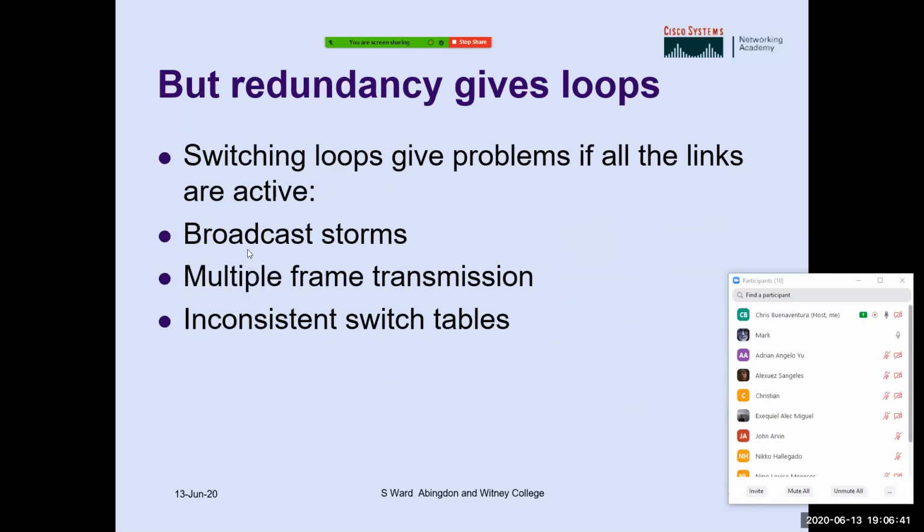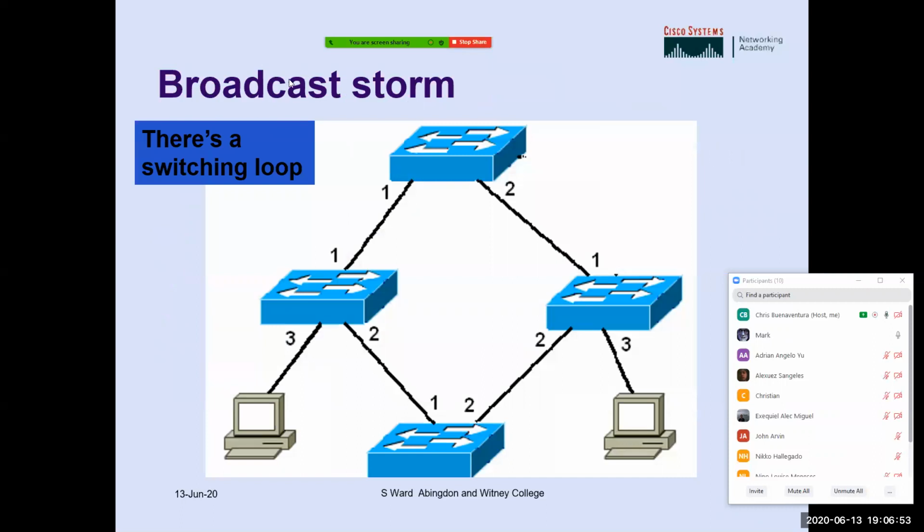Number 1, broadcast storm. So if you create loops, you create a broadcast storm. Hindi lang yan. Number 2, you create multiple frame transmission. Number 3, you create inconsistent switch tables. So ito ang problem. I'll give you one scenario.